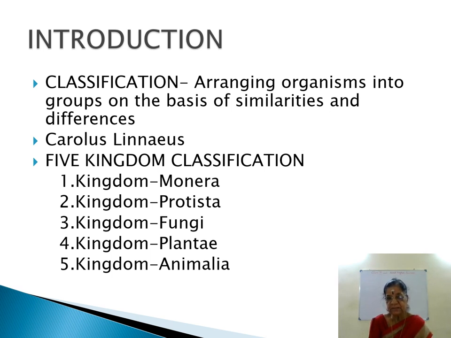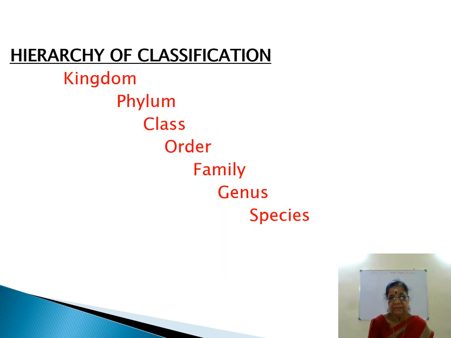What is classification? It is arranging organisms into groups on the basis of similarities and differences. Aristotle is considered as father of taxonomy, and Carolus Linnaeus is considered as father of modern taxonomy. Are you clear? And then next one is hierarchy of classification.